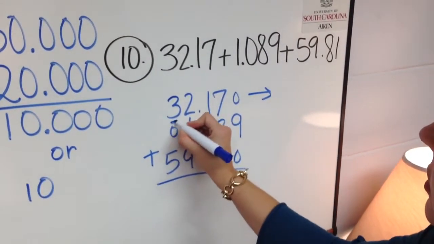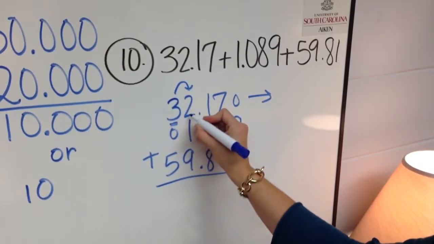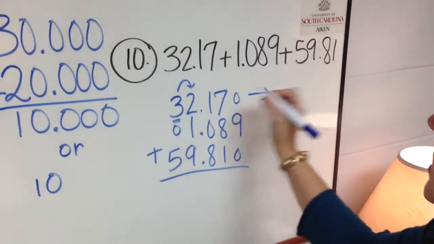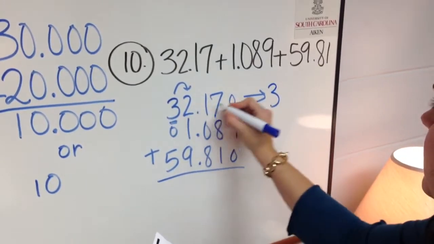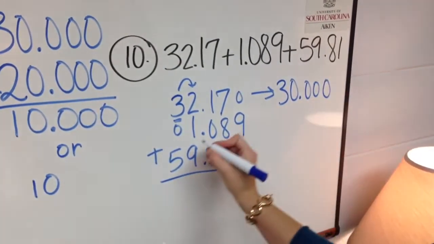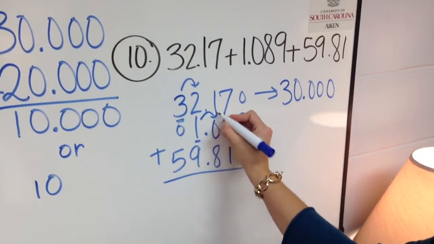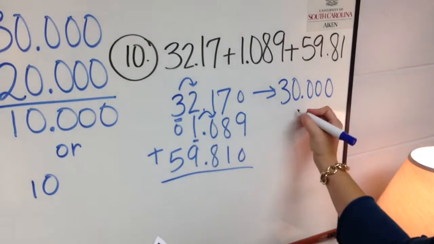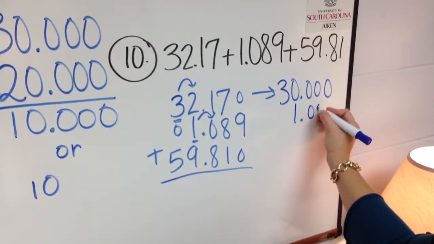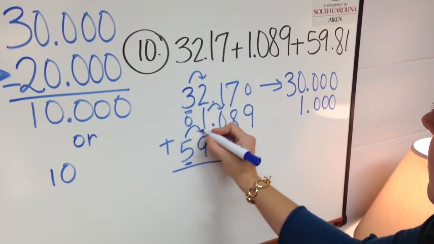I'm going to go to the greatest place. 3. It's less than 5, the 2 is, so it's going to stay a 3. Everything else will become zeros. Okay, I'm going to go to the greatest place of this number. It's a 1. Nothing there, so it's going to stay a 1. Everything else zeros.